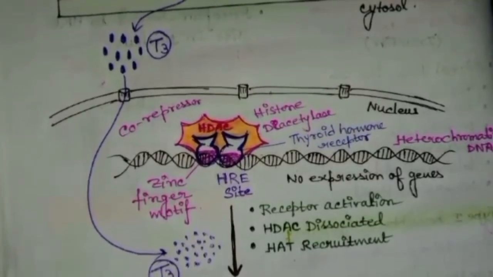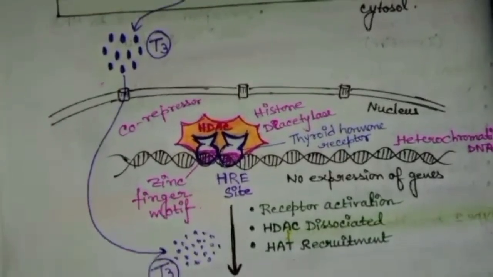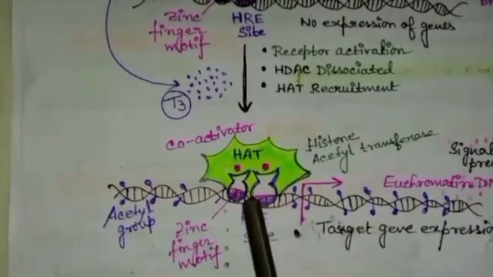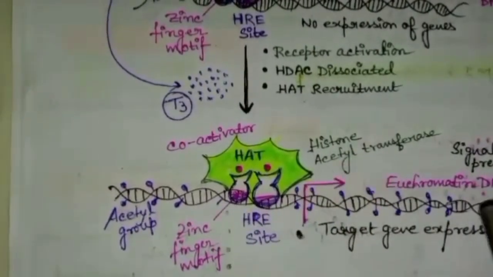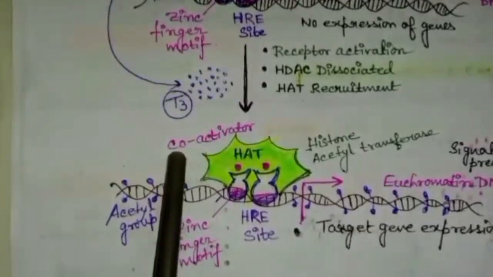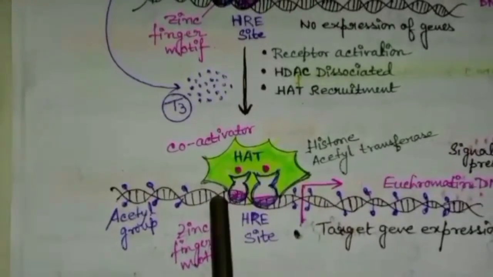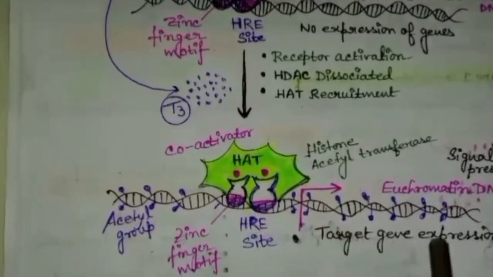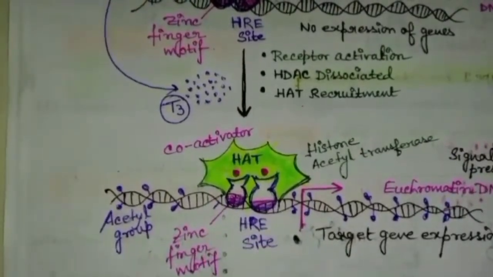So how can this happen? We have to activate the HAT co-activator. HAT co-activator recruitment can help in the activation of these receptors. Here you can see that the HAT co-activator is recruited. After recruitment of the HAT co-activator, that is histone acetyltransferase, the triiodothyronine signaling molecules bind to the receptors, and the receptors bind with the DNA at the hormone response element site. How does it bind with DNA?